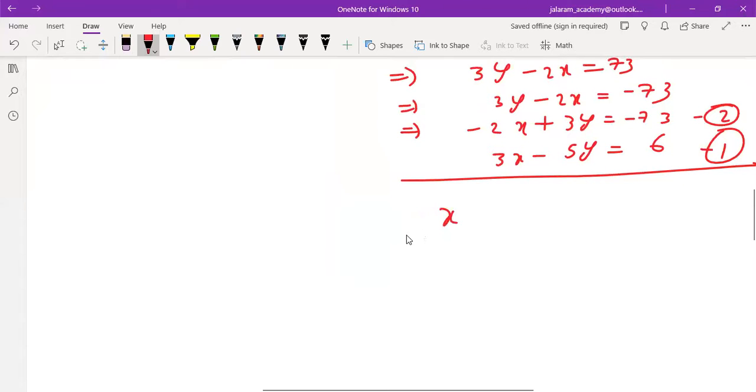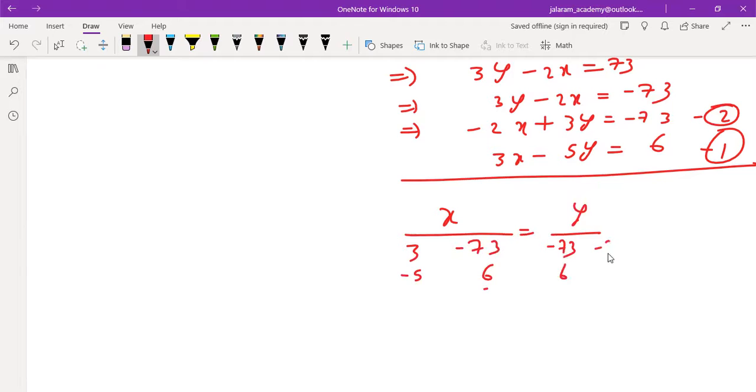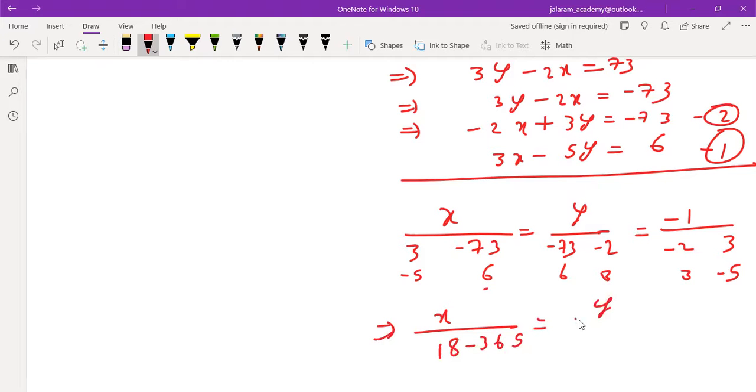You can use the crisscross method also this time. The second column 3, minus 5. Third column minus 73, 6, equals y upon, repeat this column, minus 73, 6. Next minus 2, 3 equals minus 1 upon minus 2, 3, 3, minus 5. It implies x upon 18 minus 73 times 5, which is 365, equals y upon 73 times 3 are 219 plus 12, equals minus 1 upon 10 minus 9.